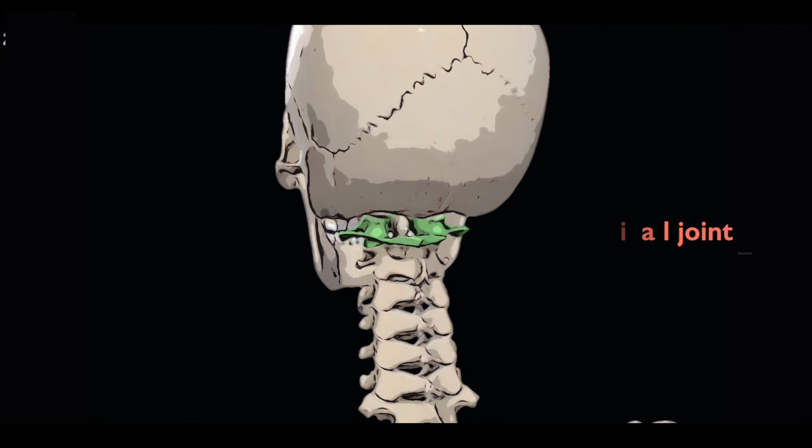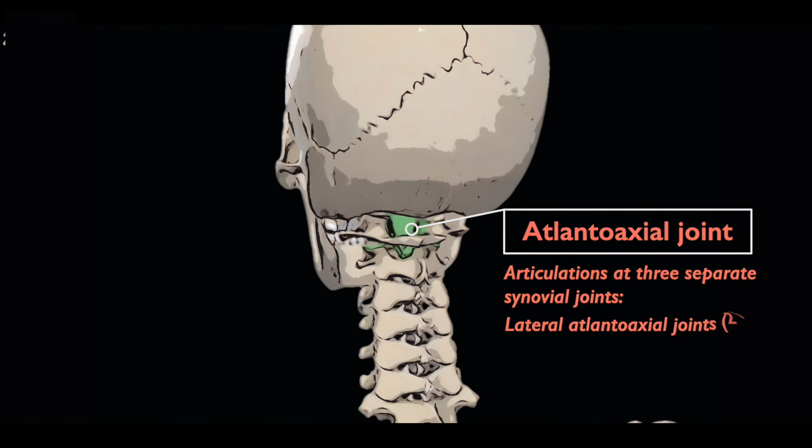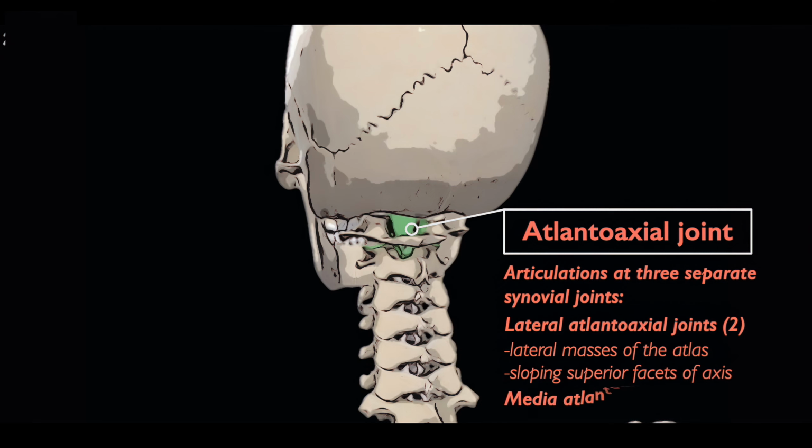The atlantoaxial joint is a pivot synovial joint between the atlas and axis vertebrae. These vertebrae articulate with each other at three separate synovial joints, two lateral plane synovial joints and one median pivot joint. The lateral atlantoaxial joints are comprised of the lateral masses of the atlas and the sloping superior articular facets of the axis, which are bound and supported by an articular capsule. These lateral joints are typically classified as plane synovial joints. The median atlantoaxial joint is a pivot joint formed by the dens or odontoid process of the axis articulating with the anterior arch of the atlas.